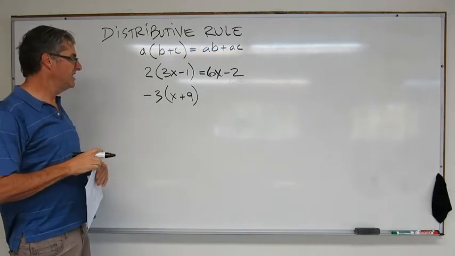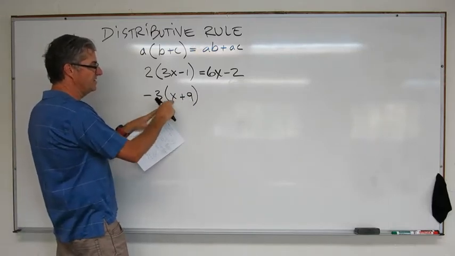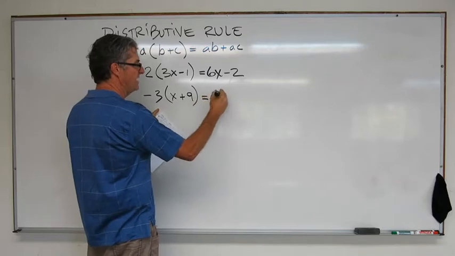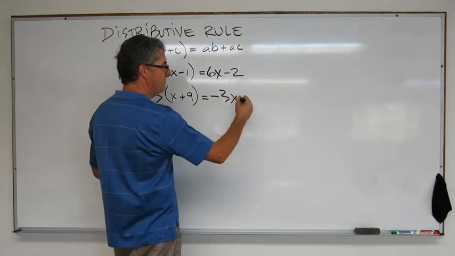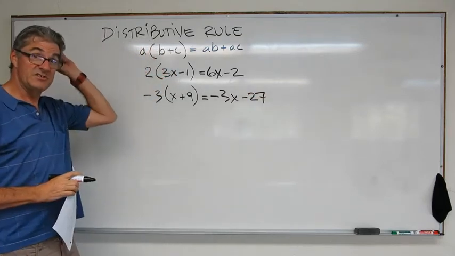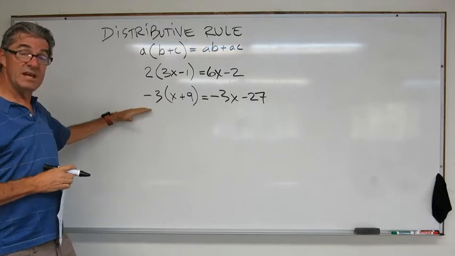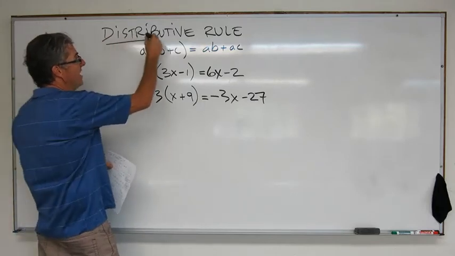Okay? So let's see how you did. I'm going to distribute my minus 3 on both these terms. Minus 3 times x is going to give me minus 3x. Minus 3 times 9 gives me minus 27. Okay? So that's the distributive law. Some of the problems will get a little bit more complicated, but essentially they all work this way.